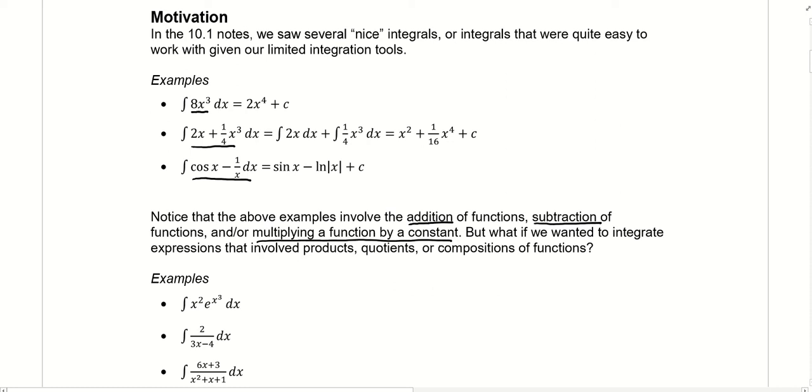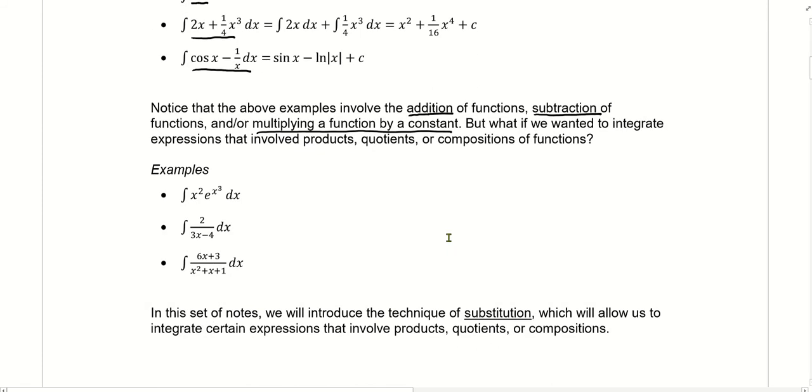But that limits us a little bit, in the sense that what if we have an expression that involves a product of functions of x, or a quotient of functions of x, or some sort of composition of functions? If we take a look at examples like x squared times e to the x cubed, or 2 over 3x minus 4, or 6x plus 3 over x squared plus x plus 1, and we try what we were doing in the previous set of notes to integrate them, we'll notice that a lot of what we talked about in the 10.1 notes doesn't really translate to these more involved types of expressions.